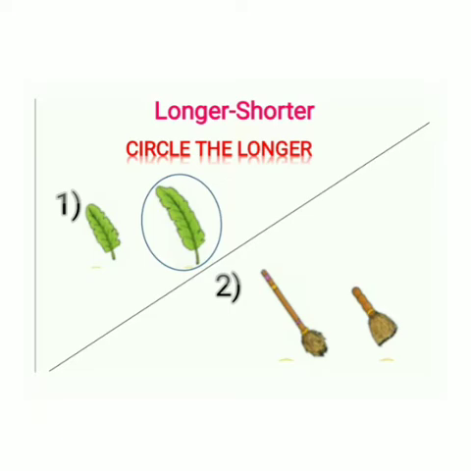In the second example, you can see two brooms, means jhadu, and we have to find which one is longer. Now you identify which one is longer, the first one or the second one. Very good. First one is the longer.